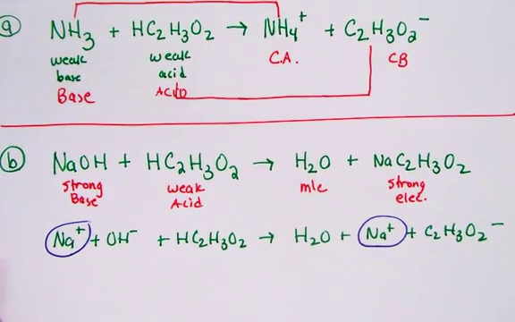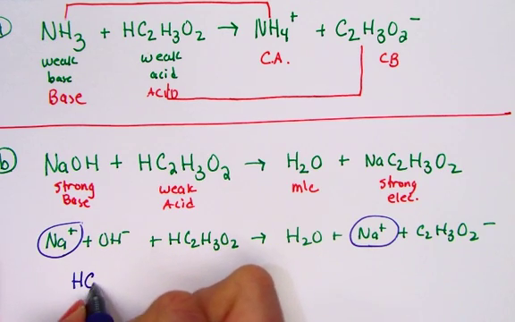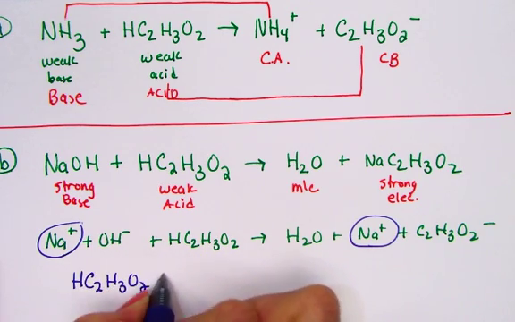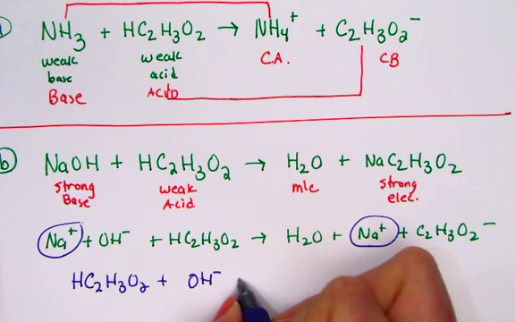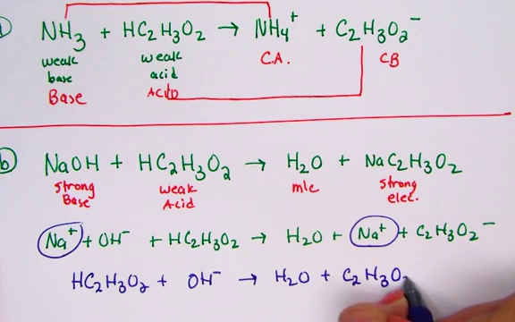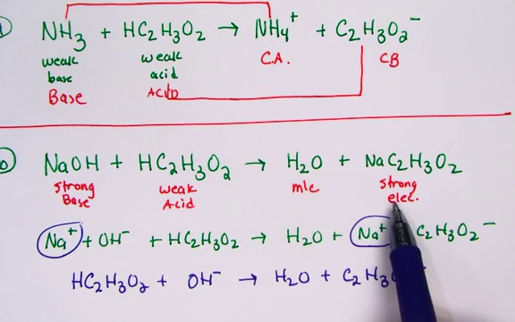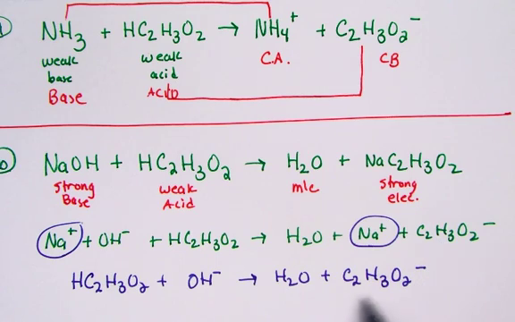So the answer that I would put into my final box there on my worksheet is the acetic acid with hydroxide ion forms molecular water and acetate. When a strong base reacts with a weak acid, molecular water forms and the salt sodium acetate will dissociate, leaving us a weak acid plus hydroxide producing water and the conjugate base of that acid, C2H3O2 negative.